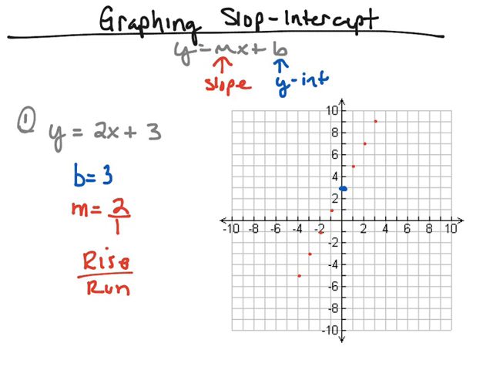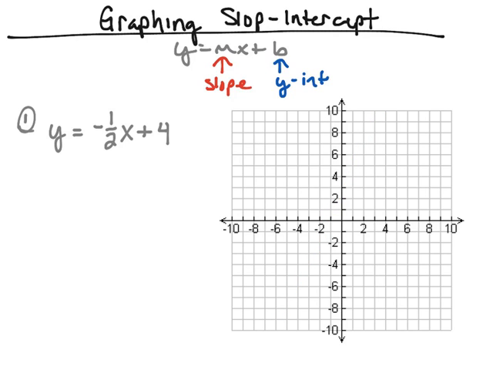So I'm going to go down 2, 1 to the left. Down 2, 1 to the left. Now notice all these points that I've made line up in a nice straight line. So all I'm going to do now is connect all of these points. And I now have the graph of y equals 2x plus 3. So this line represents the equation y equals 2x plus 3. Notice how its y-intercept is at 3. And notice how the slope of this line is also 2, or 2 over 1.